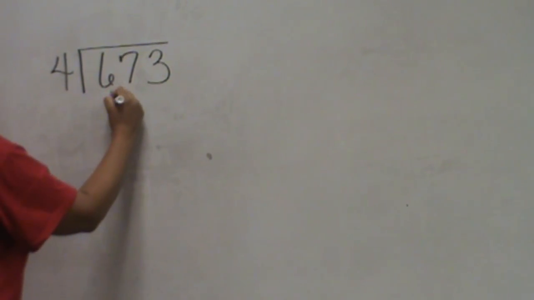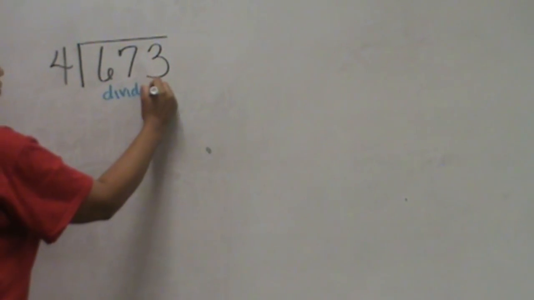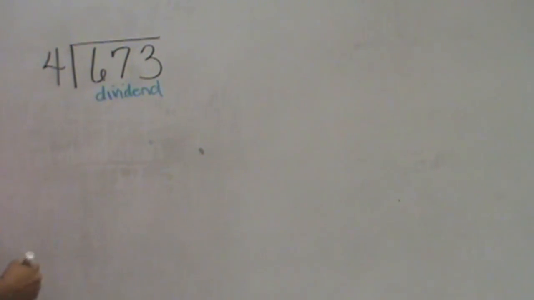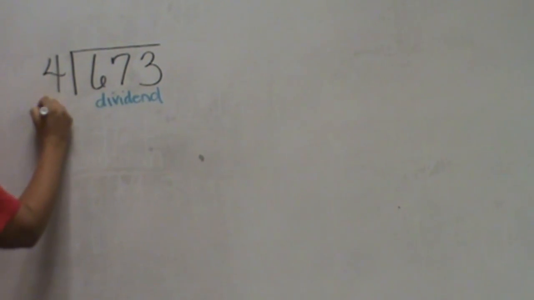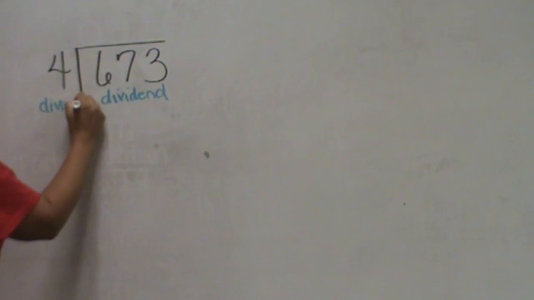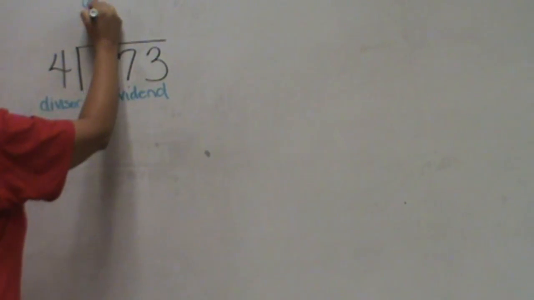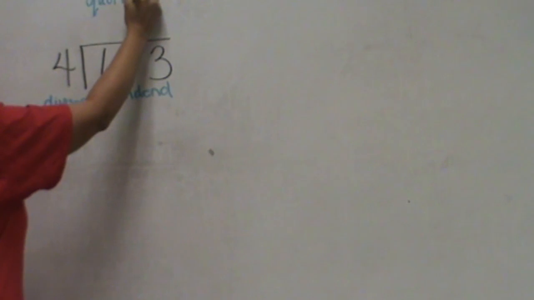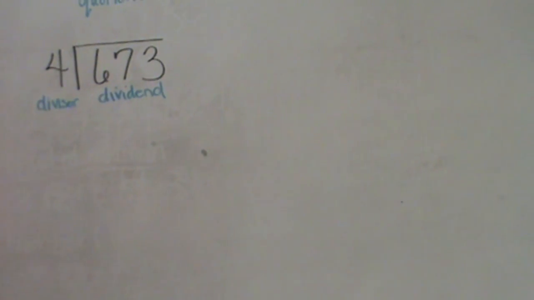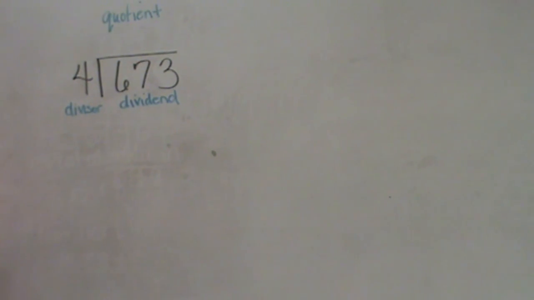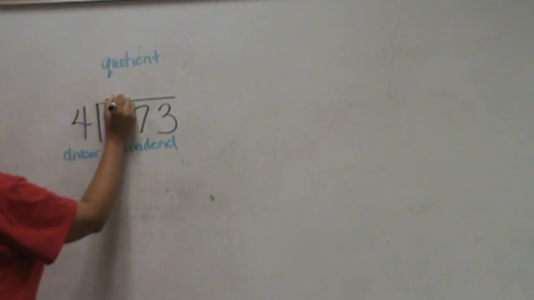Okay? So we're going to be using some terminology. The first thing is you're going to hear me call our biggest number our dividend. This is our whole that we are dividing into groups. This digit here is known as our divisor, and our answer is going to be our quotient. And so you'll hear me use those terms so that your child is aware of the different terminology.